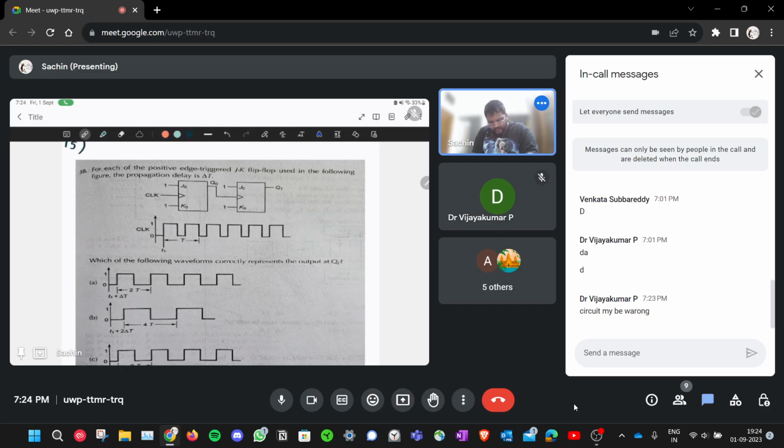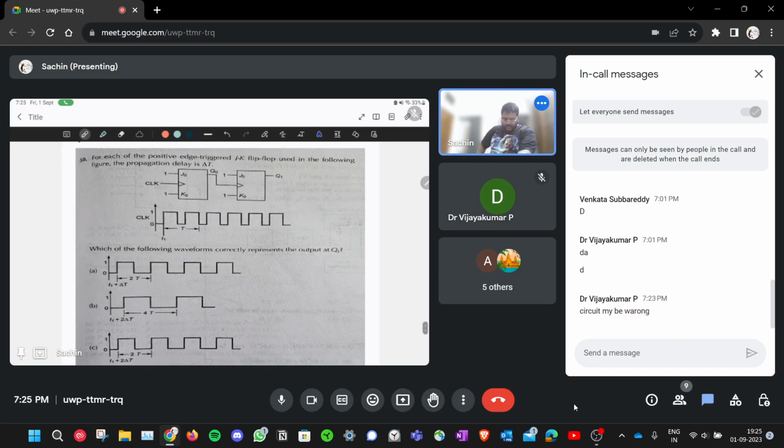So clock is given, it's positive edge triggered. Since J0 K0 are 1 in both of the flip-flops, both the flip-flops will toggle at the positive edge of their corresponding clock. You have to observe that both the flip-flops have a different clock. For the first flip-flop, the clock is given as a waveform here, and for the second flip-flop, clock is the output of the first flip-flop.